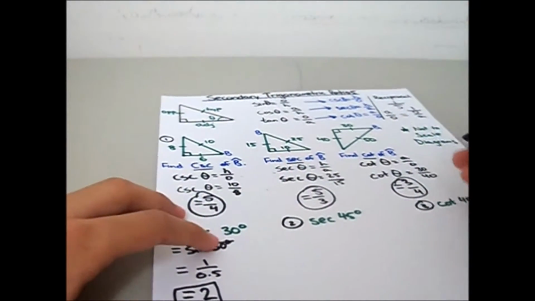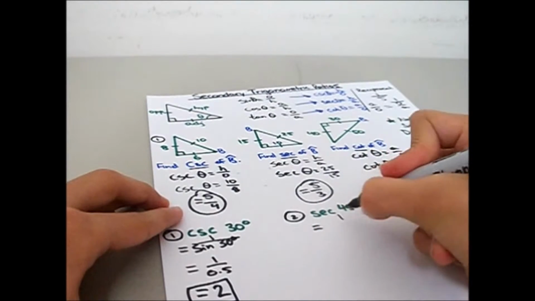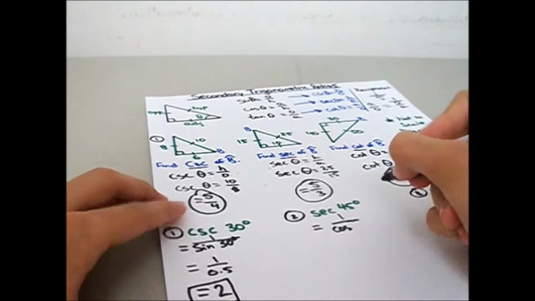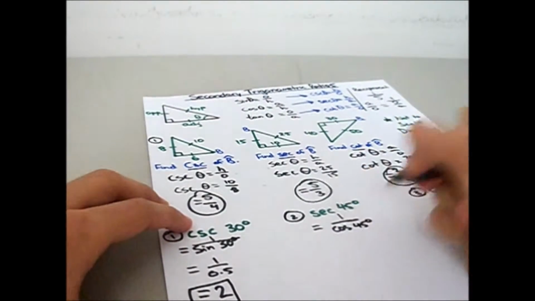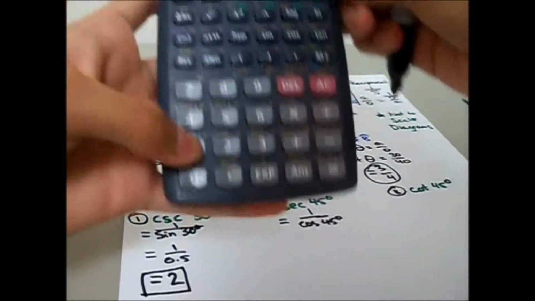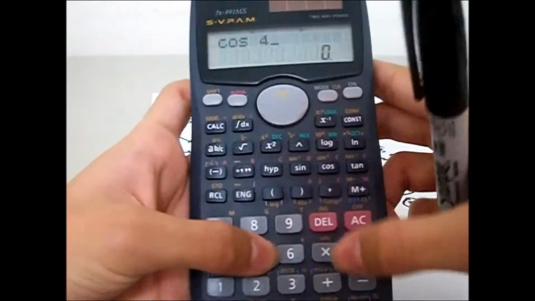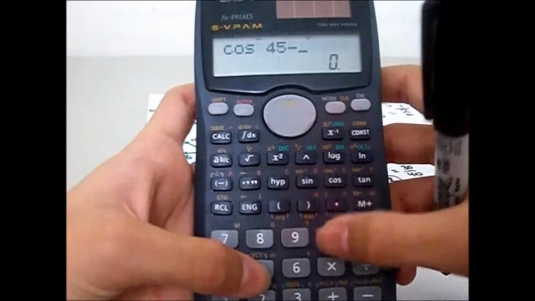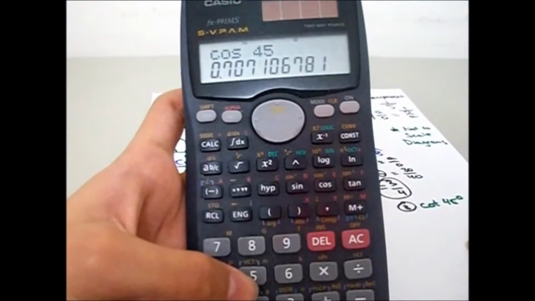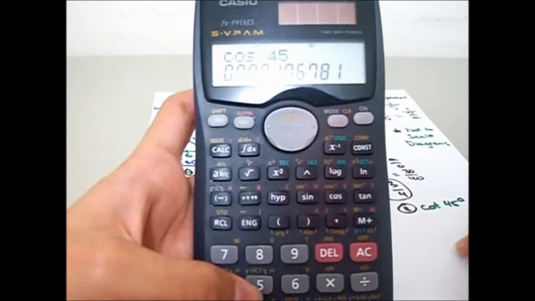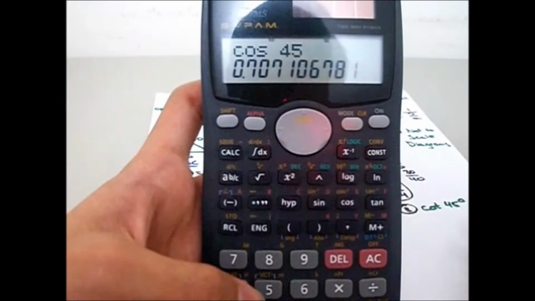Next, secant of 45. This may be a bit tricky. So again, write it into its primary ratio form and put a 1 above it. 1 divided by cosine of 45. Let's find what cosine of 45 looks like. So it's equal to 0.707106781. So this is not a rational number since it goes on and on.